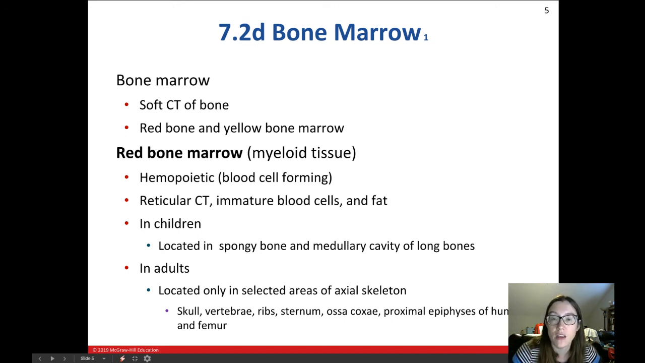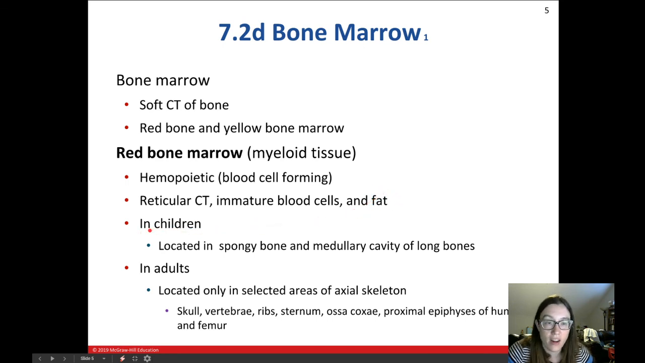Makes sense. Red bone marrow is also called myeloid tissue. This is going to be hemopoietic, or blood cell forming. It's made of reticular connective tissue. So remember that reticular connective tissue often has a lot of white blood cells and red blood cells in it. It has those reticular fibers in it. It's also going to have a lot of immature blood cells in it, right? Because the blood cells are developing in this red bone marrow. And there is a little bit of fat for storage.